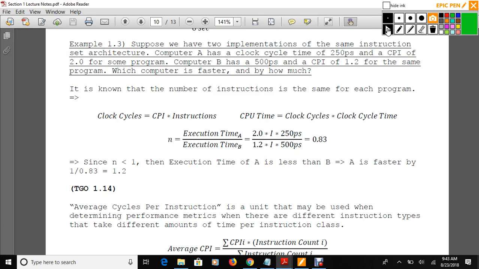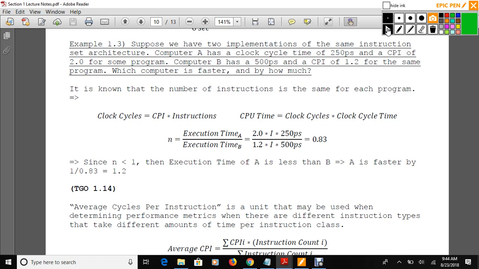All right, so example 1.3. Suppose we have 2 implementations of the same ISA, right? So in this case, it's actually the same architecture. No difference in clock cycles. Everything's working the same. Computer A has a clock cycle time of 250 picoseconds and a CPI of 2.0 for some program. Computer B has a clock cycle time of 500 picoseconds and a cycles per instruction of 1.2 for the same program. Which computer is faster and by how much?